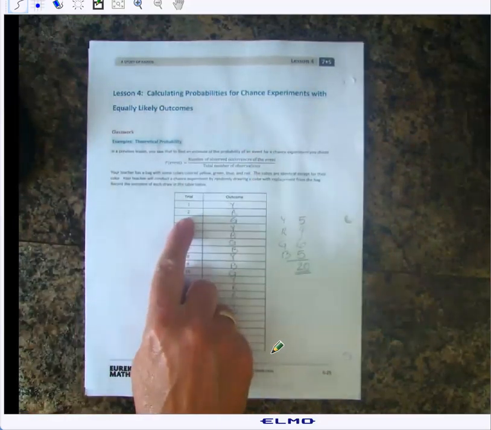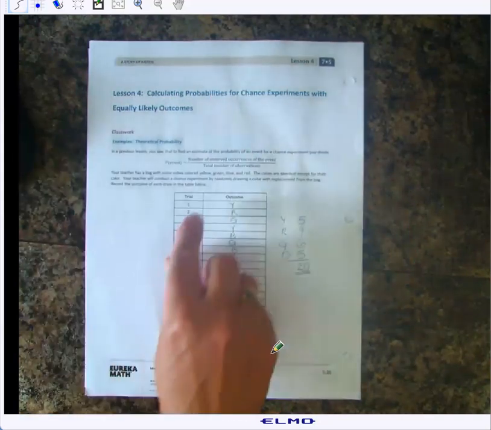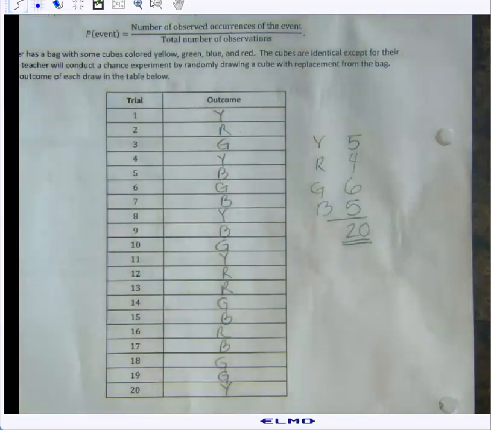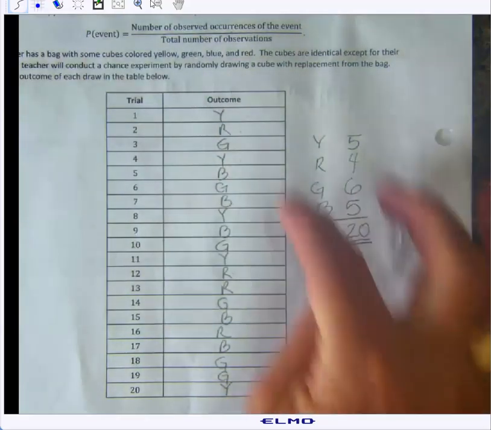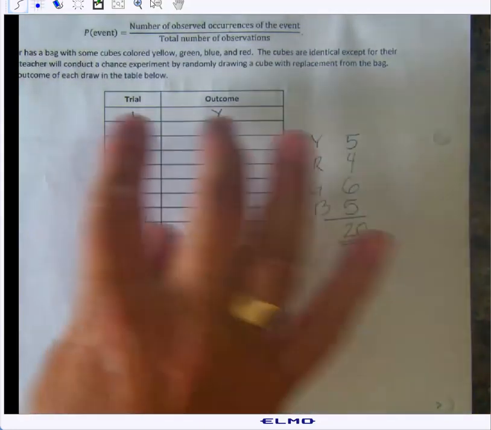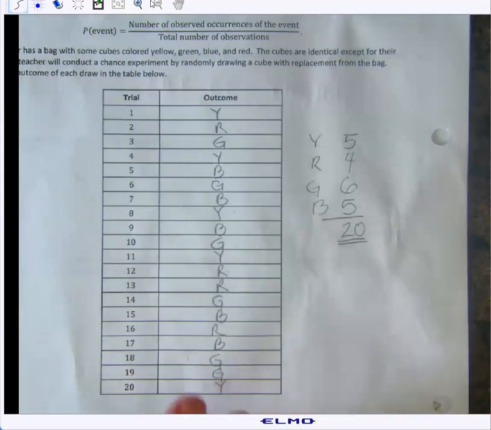So for each one of those, reach in and pull out a cube is what we call a trial in the experiment. And we do this 20 times. Let me zoom in now. And I've already done it because that's super boring for you to watch. And I recorded the results, just like I did the other day with my husband in the cup. But that's what this is. This is the data from our chance experiment of pulling out a colored cube from a bag.